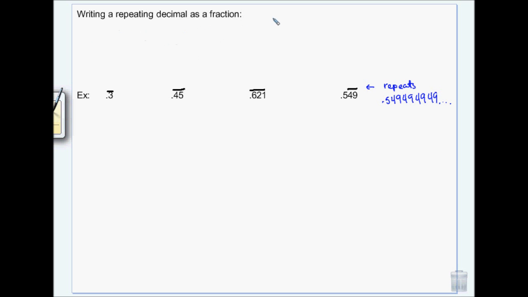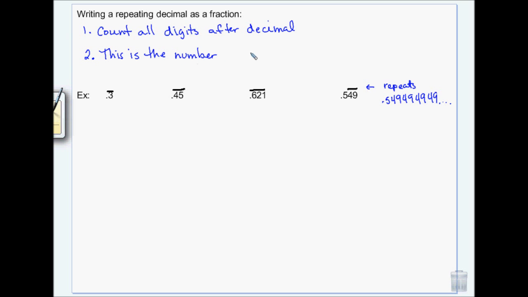So what we want to do, we're going to count all the digits, both the repeating and the non-repeating. Doesn't matter. You're just going to count all the digits. And then, whereas before we were putting zeros in the denominator, we're going to do nines now.